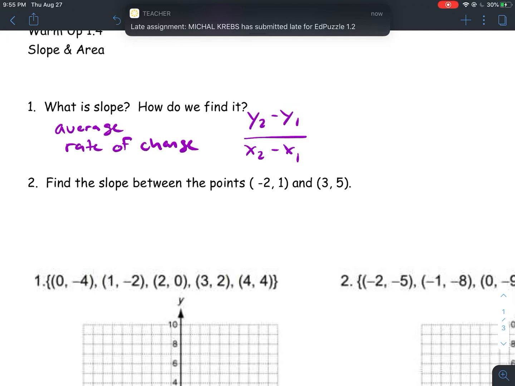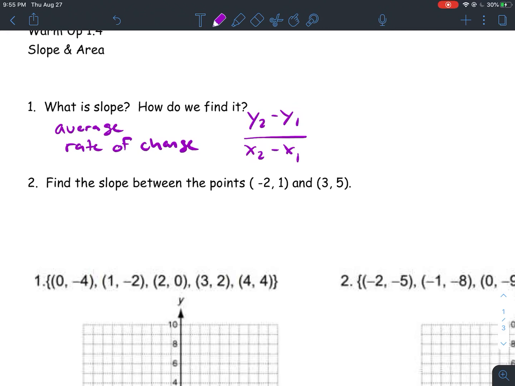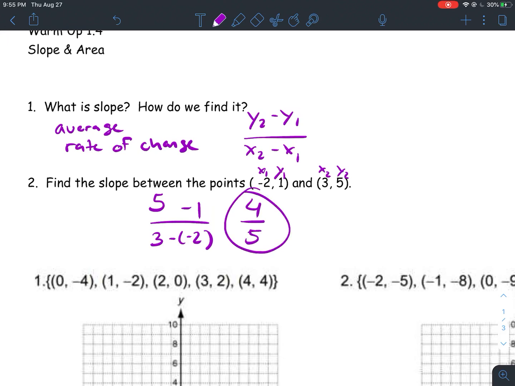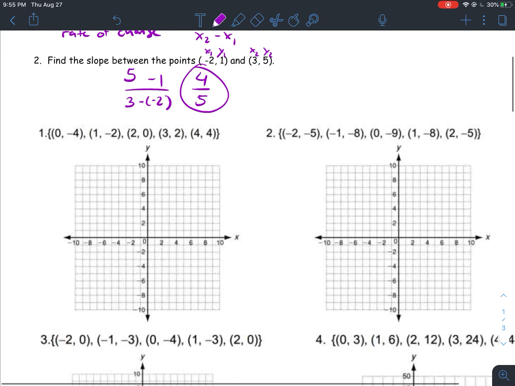So this one says find the slope between the points (-2, 1) and (3, 5). All right, so we'll go ahead and label this x1, y1, x2, y2. So we're going to do 5 minus 1 all over 3 minus -2. So we end up with 4 over 5, and that would be our answer for that one.